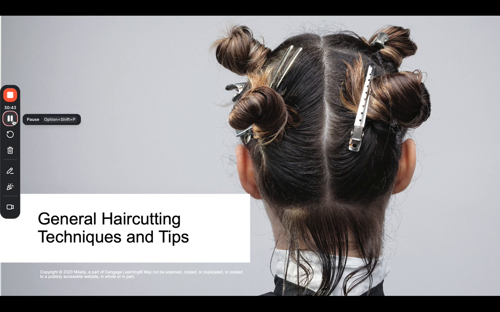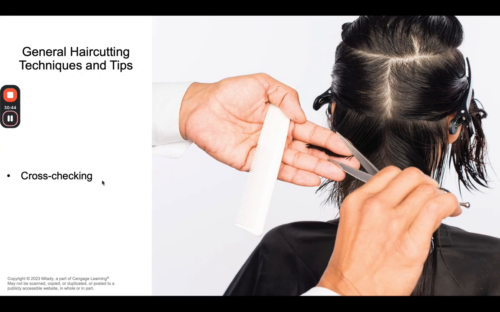Other general hair cutting techniques and tips. For all of your haircuts, you want to perform cross-checking. Cross-checking allows you to check the evenness of your haircut. So when you cross-check, you part the hair in the opposite way that you cut, and also at the same elevation to check for line and shape precision. As a rule of thumb, never cut on a cross-check. You only cross-check to check your shape and your length and your evenness of your haircut.